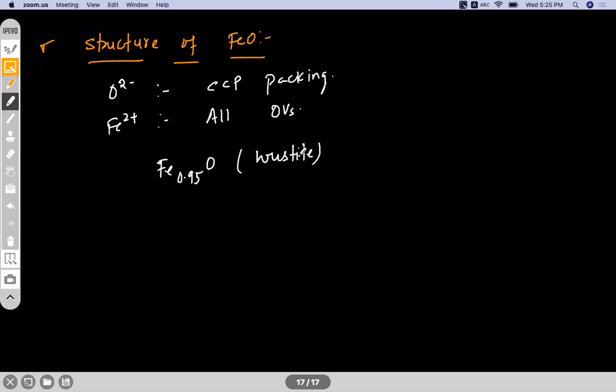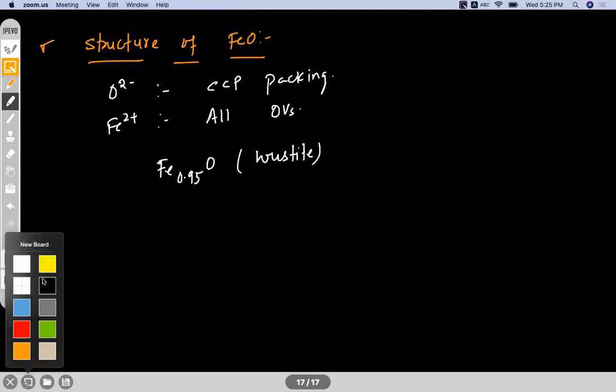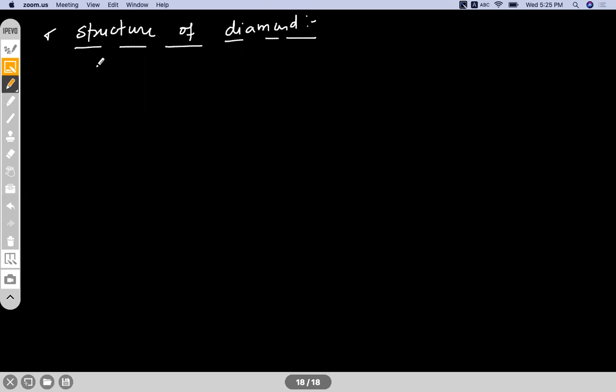And the last structure we have in this, write down the structure of diamond. Once they have asked a question on this, the packing efficiency of diamond. Okay. The last one, write down the structure of diamond. Diamond has an FCC structure.